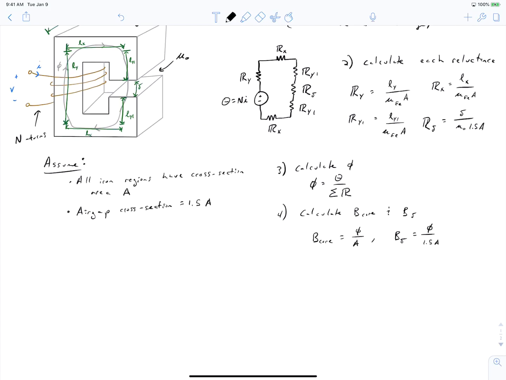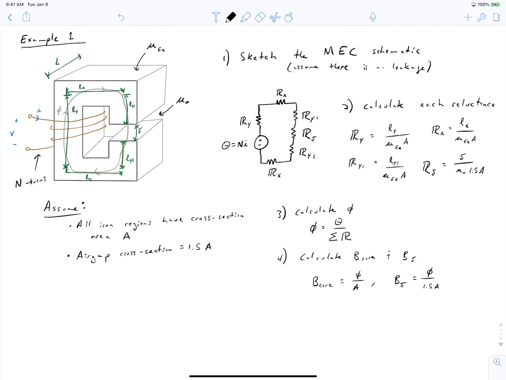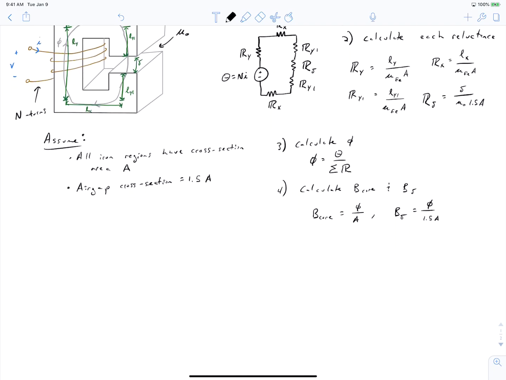And you can see we've got the following expressions for our field in our core flux tubes and our field in our air gap flux tubes. Since the assumption we made here is that the same flux flows through all parts of the circuit, that was our assumption about there being no leakage, flux flows where we want it to flow. The total flux in the air gap and the total flux in the core is the same, but the flux densities are different because the effective area of the air gap flux tube is 1.5 times larger.